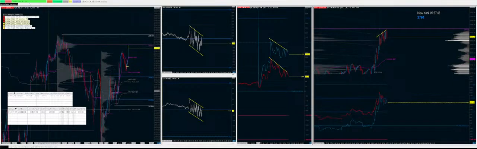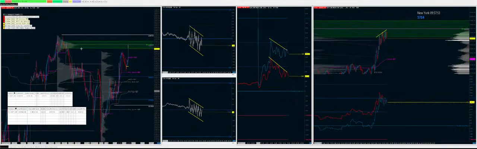Let me do an extending rectangle. I forget what the hotkey is. I don't have it set. Yikes, that's ugly. Let me change that for you guys. Why do I not have a supply zone? We'll just mark it like that for now. HVN.